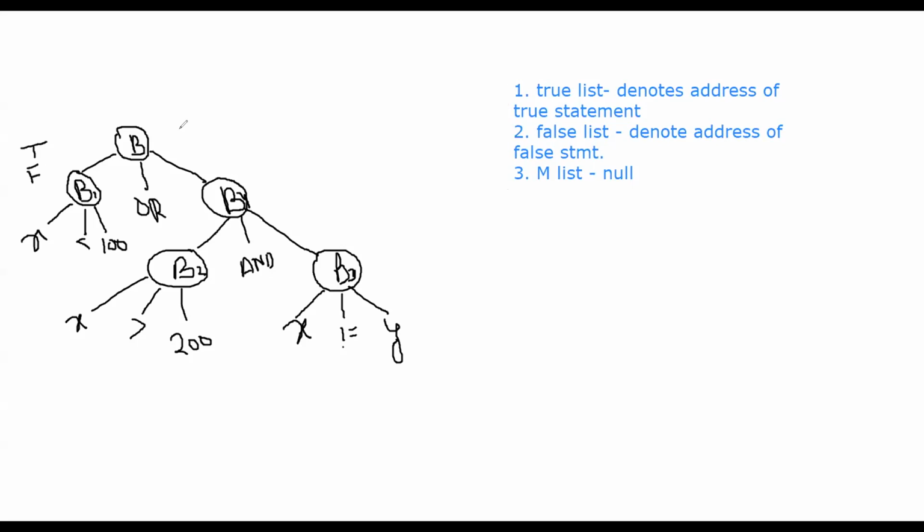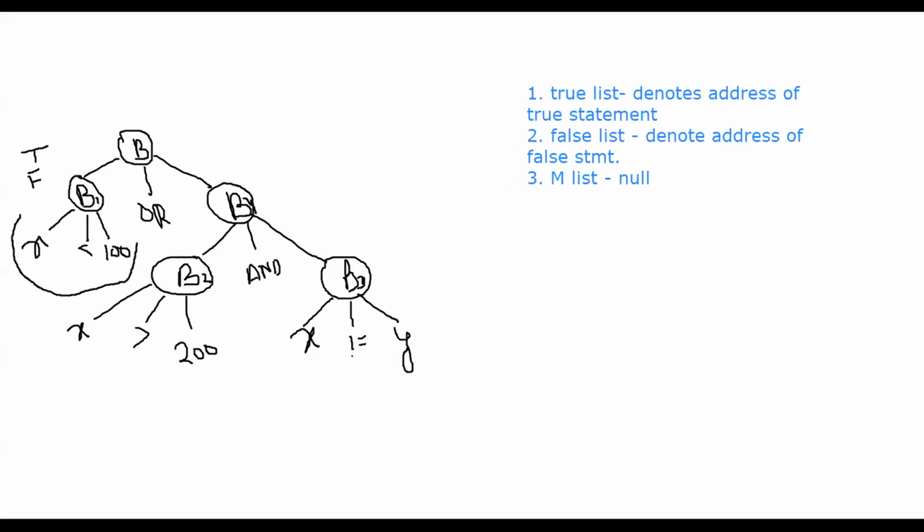Fine. So let's scan the tree left to right. Now suppose I have started scanning the tree from left to right. So I've taken this particular statement. What is the statement? X is less than 100. Where is it written? It is written at the line number, say 101. Fine. So if it is written at the line number 101 and if this statement is true, where will you jump?